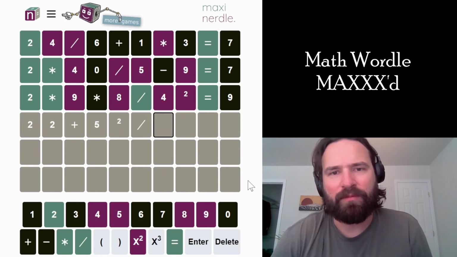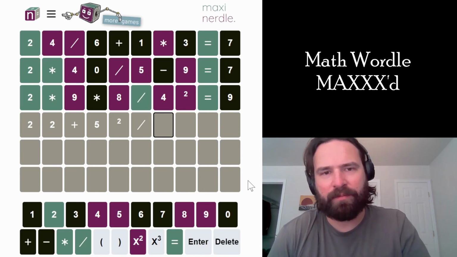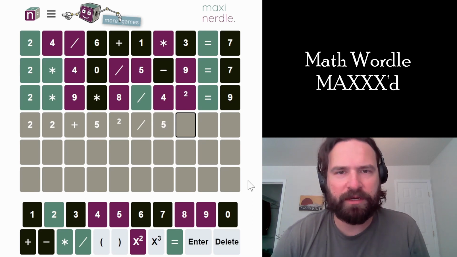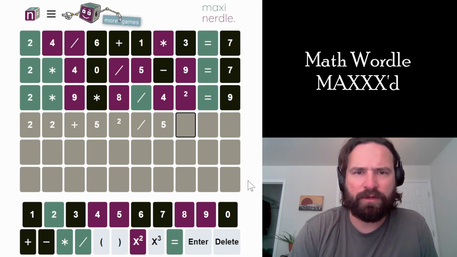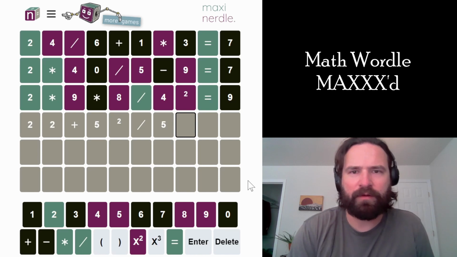Oh, but then I can't divide by anything. I guess I can divide by 5. So I'm checking if there's two 2s. I'm checking if there's two 5s, which I think is interesting. Oh, but now I can't even... What number goes here? Nothing. 22 plus 5 squared divided by 5, that equals 27.